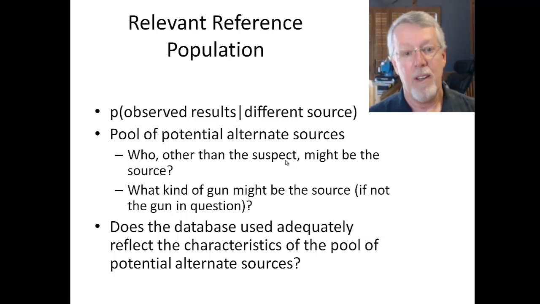Right. Questions will often come up about whether the database used adequately reflects the characteristics of the pool of alternative sources. So to illustrate, let's imagine a case where we know that the perpetrator of a crime is a male with a deep voice and a heavy Boston accent. Does that make a difference in what database we use? Well, the answer is it depends.